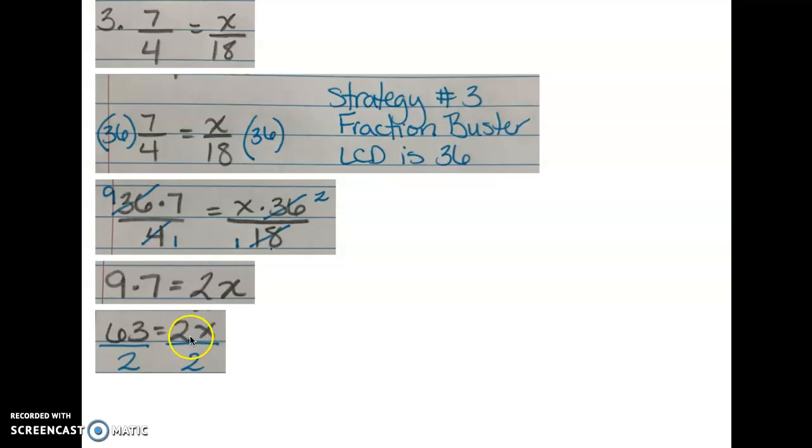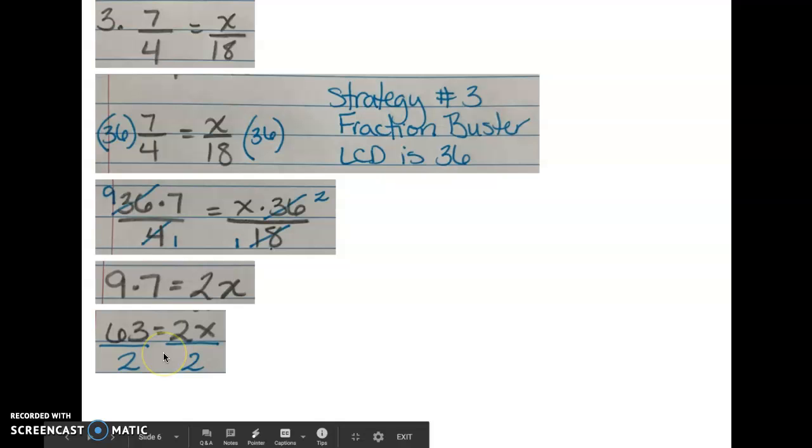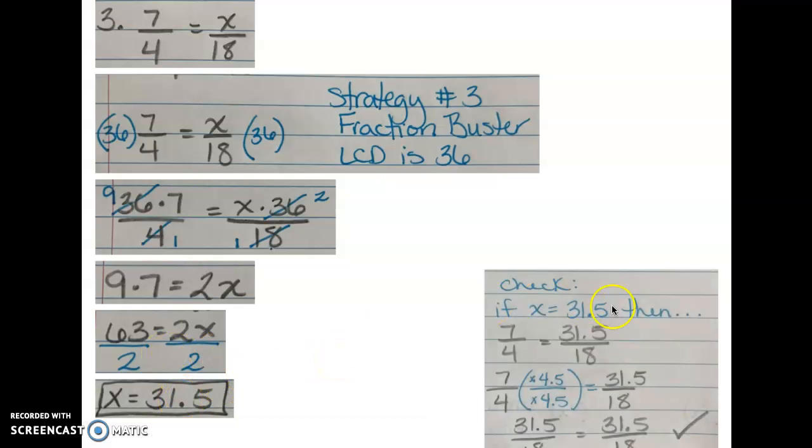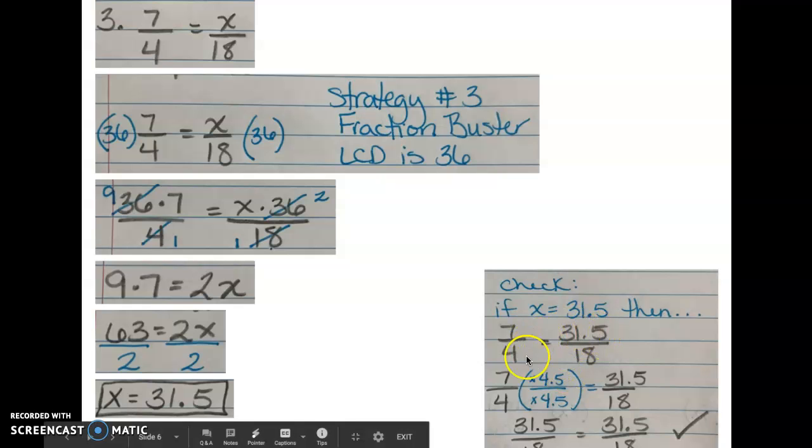Since I'm multiplying x by 2, the inverse operation is to divide both sides by 2. 63 divided by 2 is 31.5. And to check it, I'm going to use the giant 1 by multiplying my left fraction by a giant 1, 4.5 in the numerator and denominator, to prove that 7 times 4.5 is 31.5 and 4 times 4.5 is 18. So it is true.